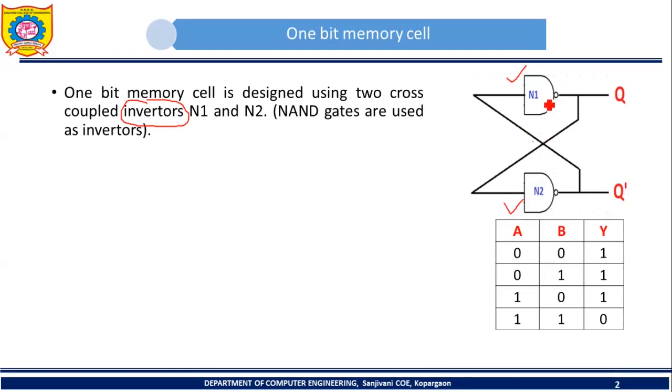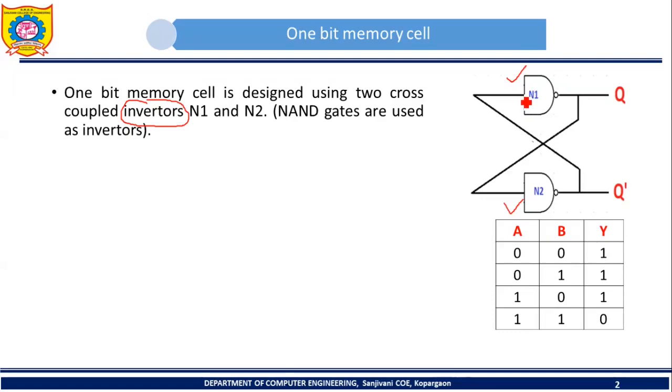Here you may say that these are not inverters, these are NAND gates. But you already know that NAND gates act as universal gates. It means that by using NAND gates, it is possible to implement a NOT gate, an AND gate, an OR gate. In order to perform the NOT operation using a NAND gate, what are you supposed to do? You are supposed to connect both inputs of the NAND gate together.